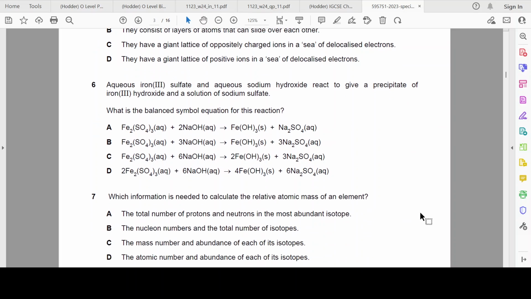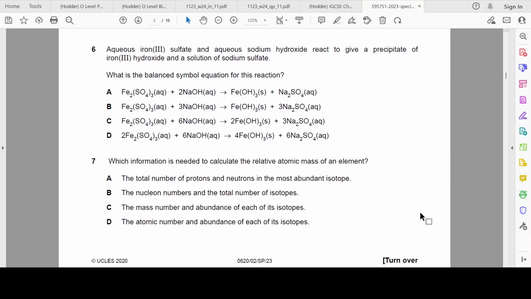All right, this should be an easy one. Aqueous iron 3 sulfate and aqueous sodium hydroxide react to give a precipitate of iron 3 hydroxide and a solution of sodium sulfate. Which one of these is the balanced equation for them?